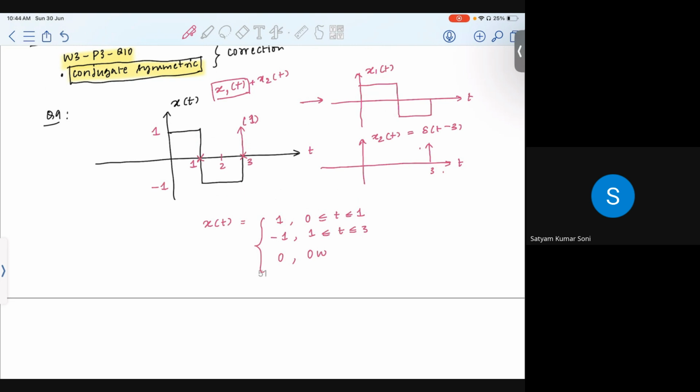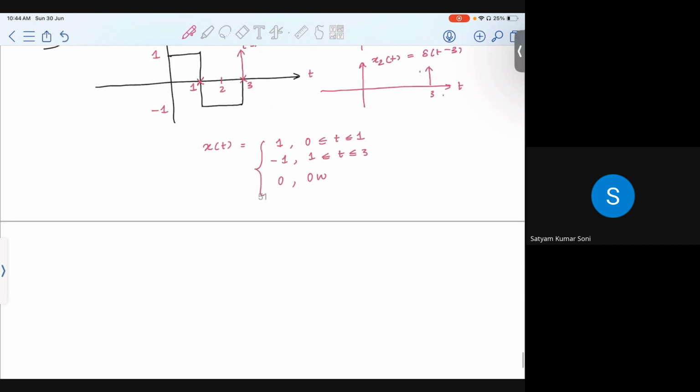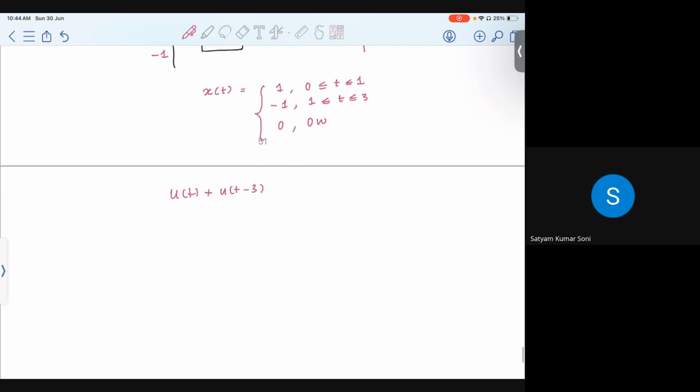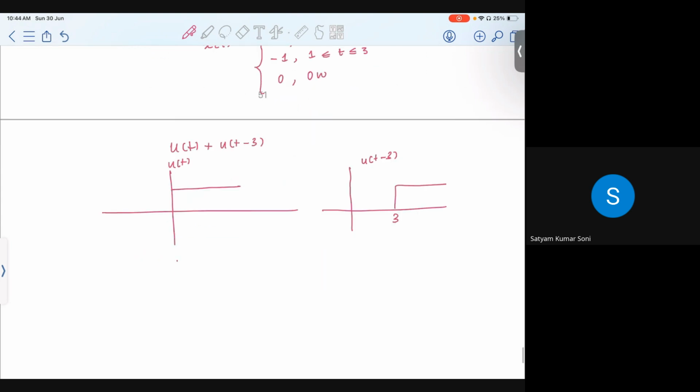Let's see what happens to D. D is u of t plus u of t minus 3. So what is u of t plus u of t minus 3? This is u of t, and this is u of t minus 3. When you add these two signals, how will that look? You have 1 up until 3, and from 3 you have a jump, because you are adding 2 unit signals. So this is u of t plus u of t minus 3.